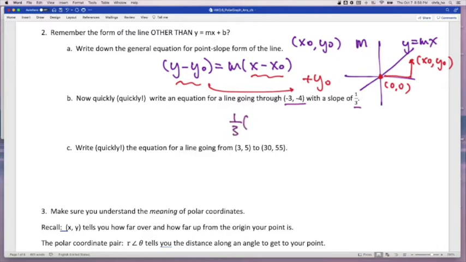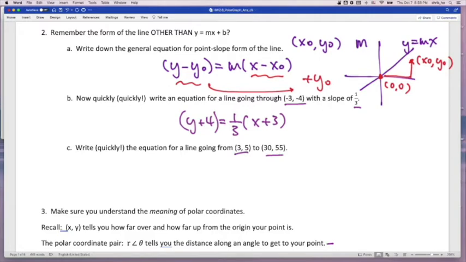And my x shift is -3, which means x minus -3, so it becomes x plus 3. And on the left-hand side, it's y minus -4, which is y plus 4. And that's it. That's the equation. All right, part C.